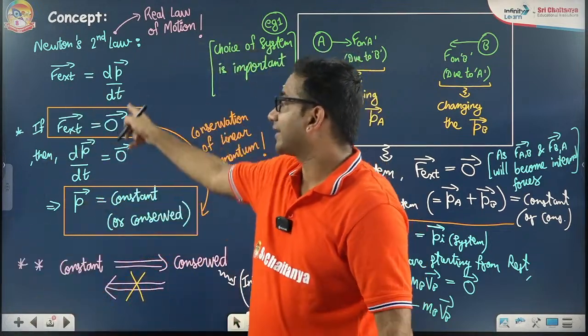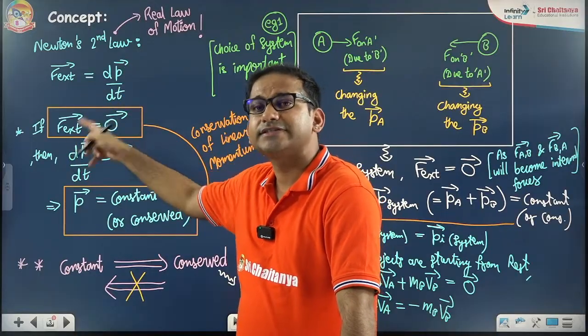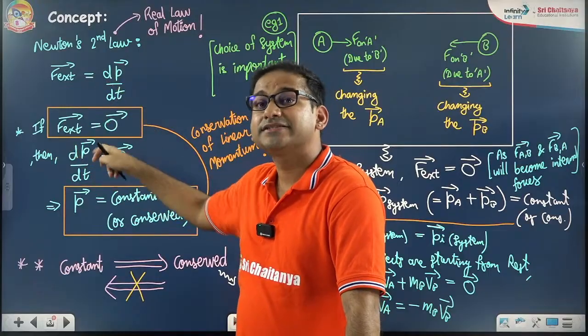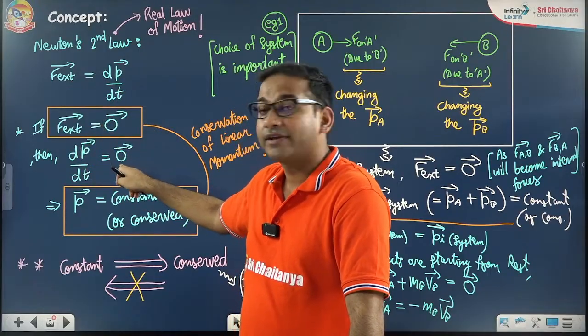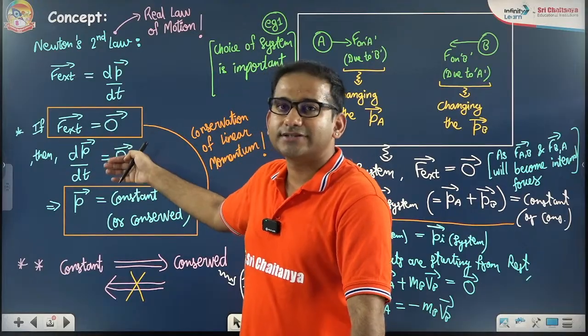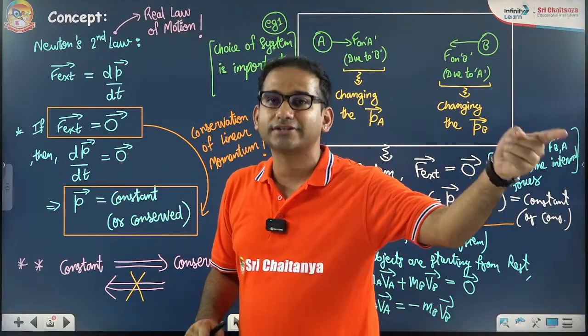So this is Newton's second law. Suppose F external is 0, which means there is no external force acting on the system, that means dP by dt will be 0. A physical quantity whose differentiation is 0, that's the property of differentiation, that a constant's differentiation is 0.